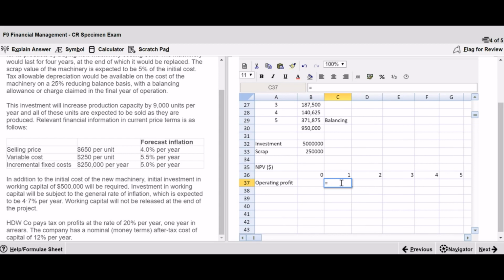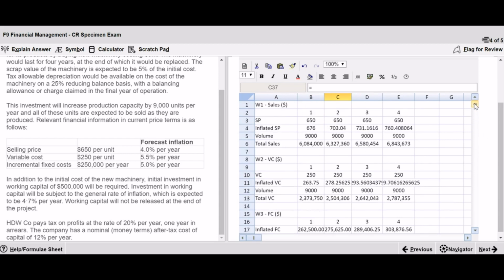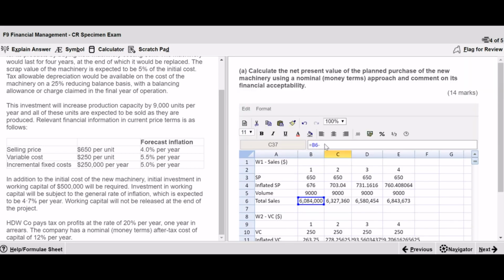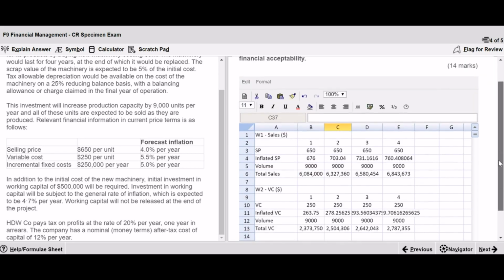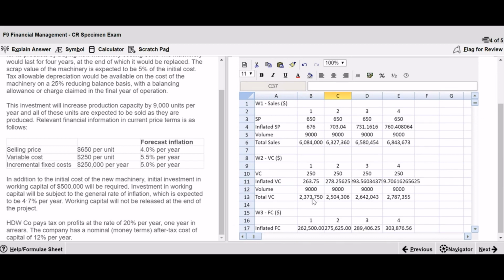And for this, what you need to do is take your sales. Just check what was the sales that you calculated. Well, the sales was 6084000, and I'm going to deduct from it the variable costs, which would be in B13, and then I have to deduct the fixed cost as well.